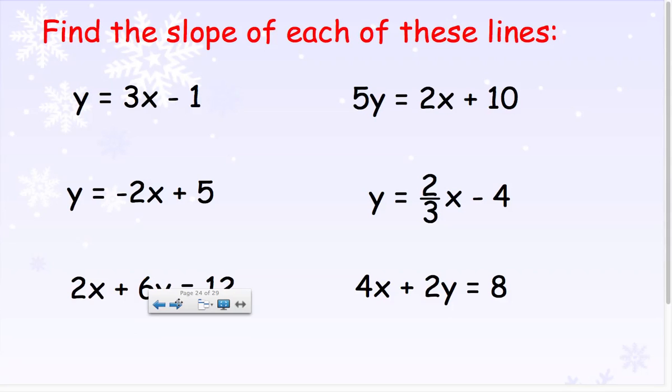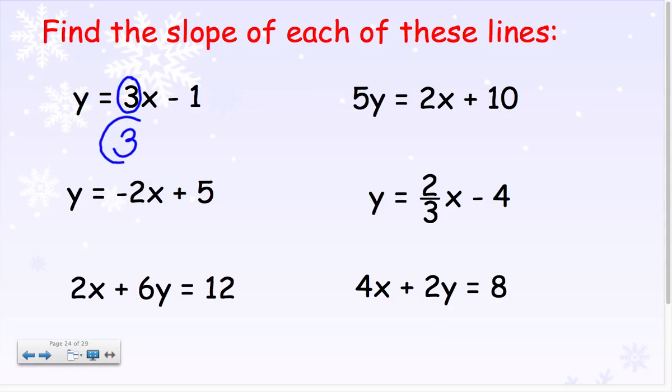Find the slope of each of these lines. So we're going to be given 6 different equations here. Some of them are in slope-intercept form, some of them are not. You need to keep in mind that we only know the slope of a line if it's in slope-intercept form. So that's the first question we're going to ask ourselves on each of these problems. So let's look at the first one, y equals 3x minus 1. This equation is in slope-intercept form, so I already know the slope. This one is easy. It would be positive 3.